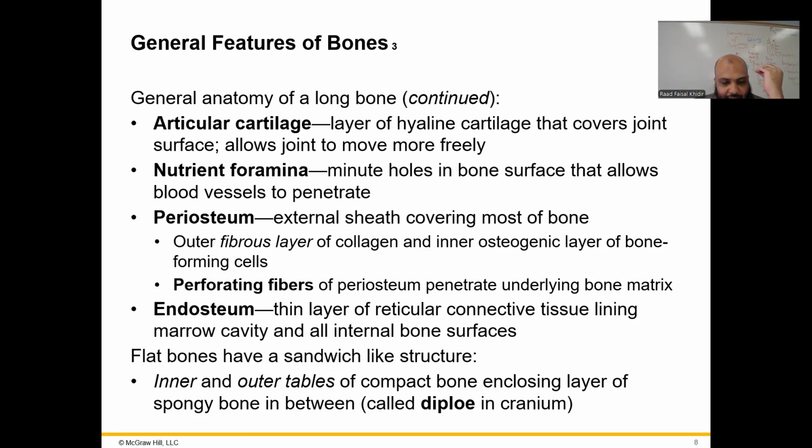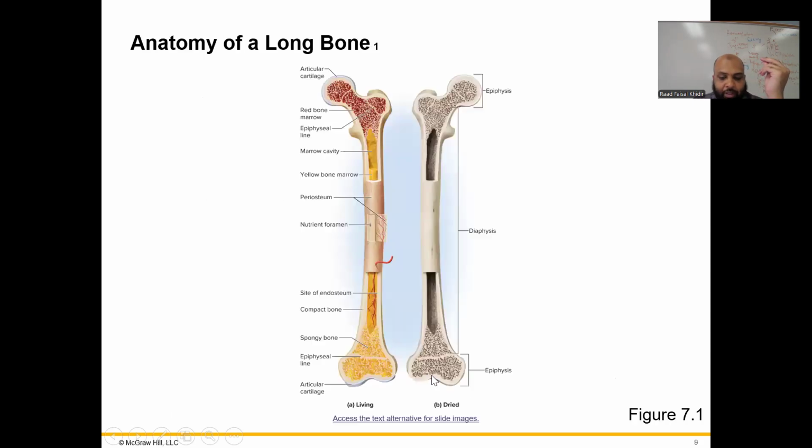The endosteum is a thin layer of reticular connective tissue lining the marrow cavity and all the internal bone surfaces. The flat bones have a sandwich-like structure. There are inner and outer tables of compact bone enclosing a layer of spongy bone in between, called the diploe in the cranium. That shows us our red bone marrow.